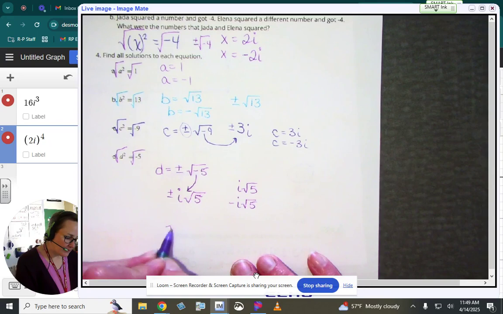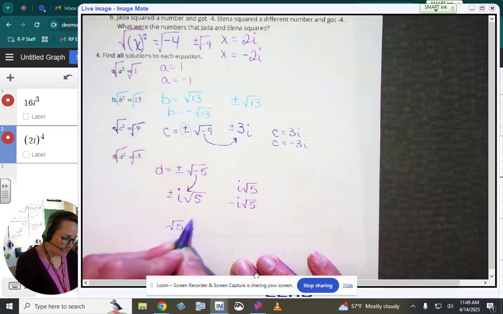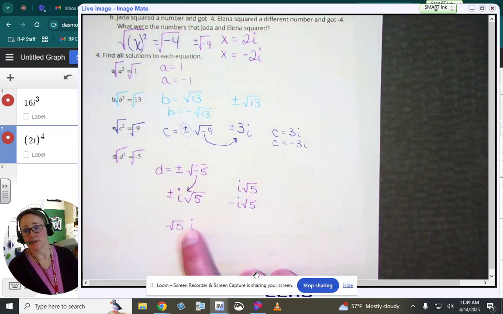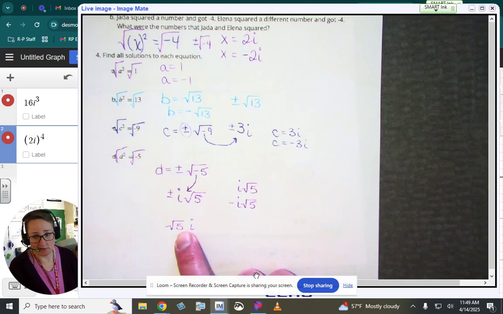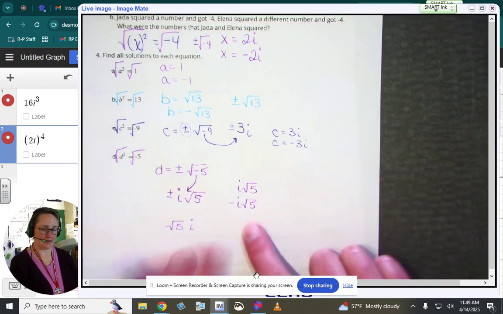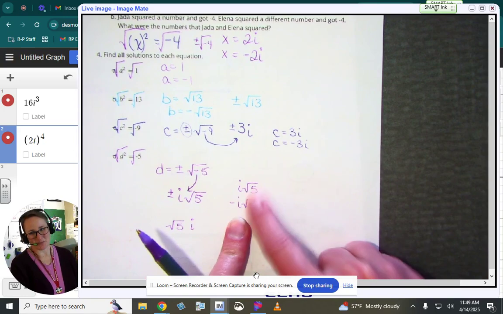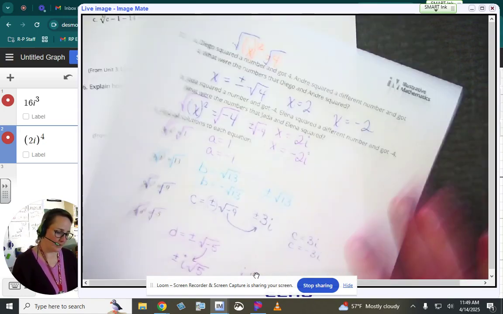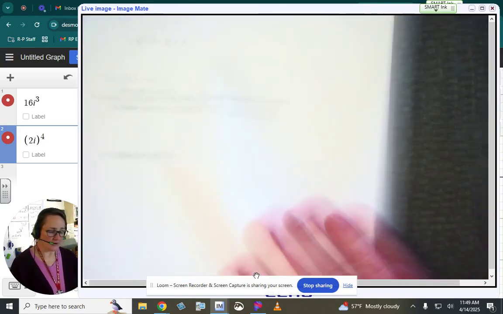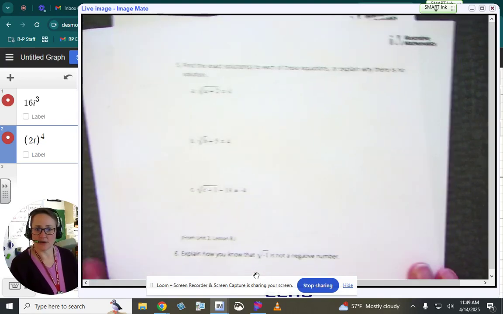You could write it as the square root of 5i. You just have to make it really clear that that i is not underneath the radical. Okay, make sure of that. I like to write mine like this. Most mathematicians write it like that. All right, just 2 more problems and we're good to go.